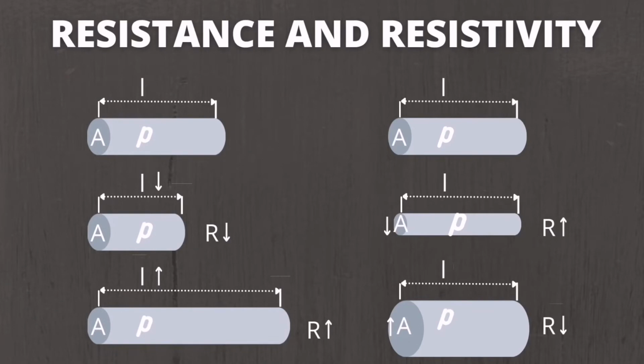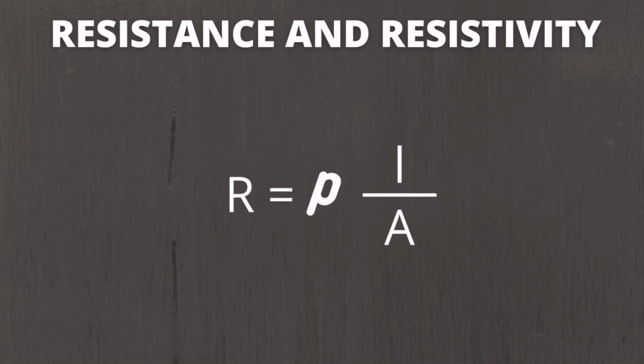But in the next image, as you can see at the right portion, there are three conductors with three different cross-sectional areas. If you decrease the cross-sectional area with the same length of that conductor, then the resistance will increase. And if you increase the cross-sectional area of that conductor, then the resistance will decrease. Meaning, the cross-sectional area of a conductor is inversely proportional to the resistance.